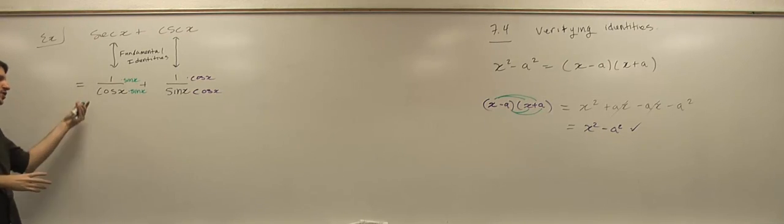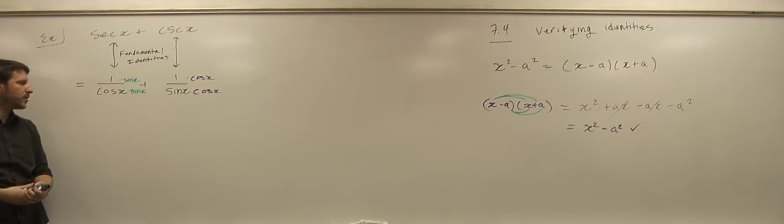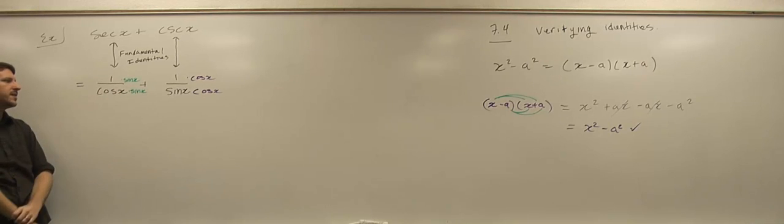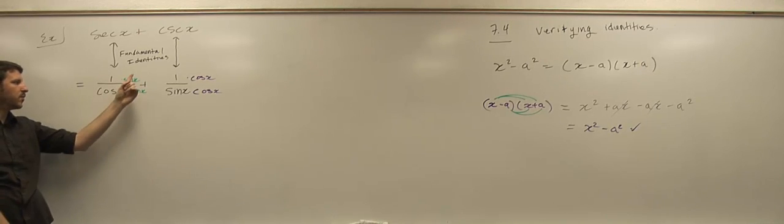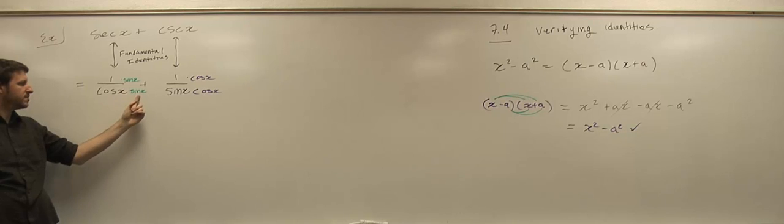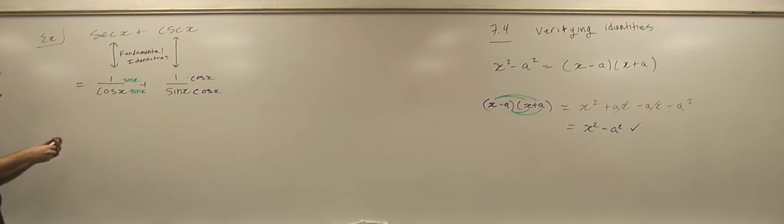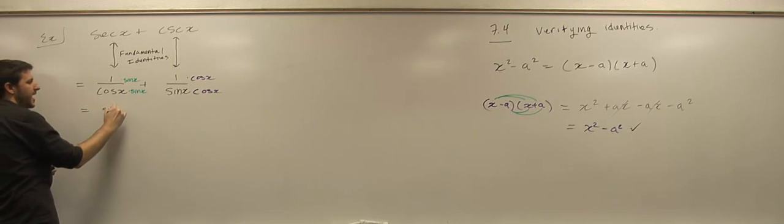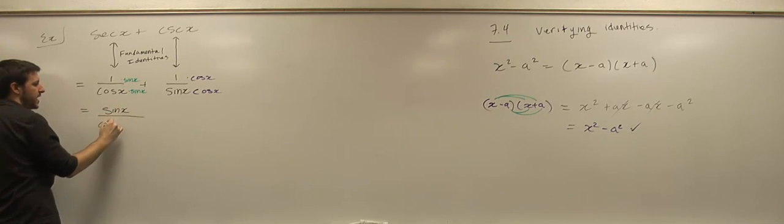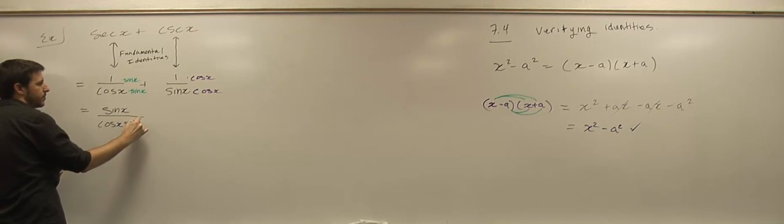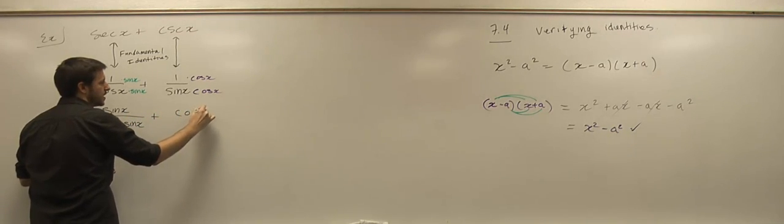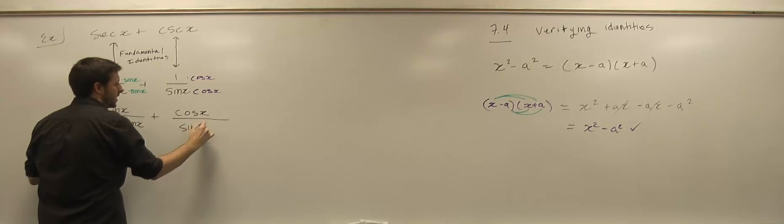So adding fractions with trig functions is the same as adding regular fractions. You're going to need a common denominator first, so multiply by what you're missing. Cos x is missing a sine x, and sine x is missing a cos x. So this becomes sine x over cos x sine x plus cos x over sine x cos x.